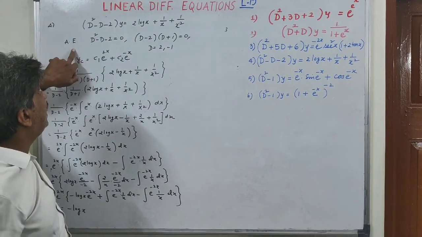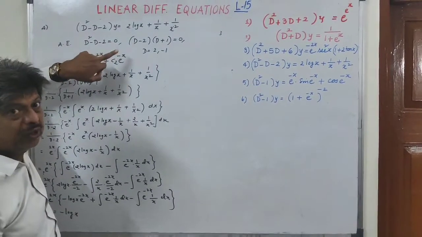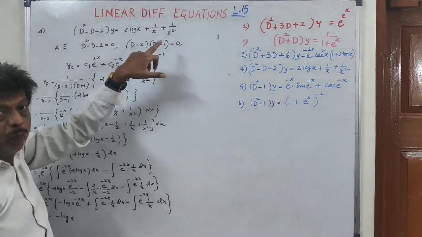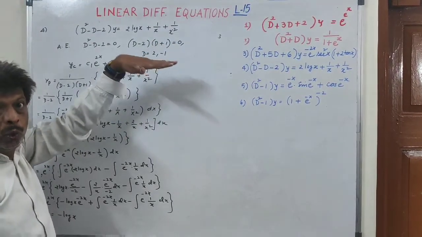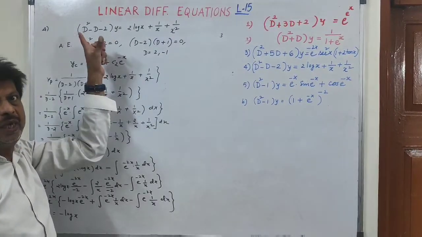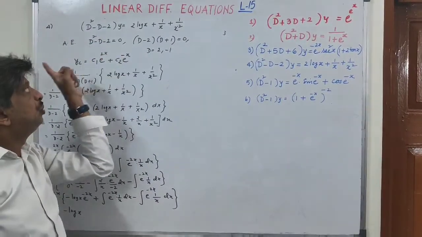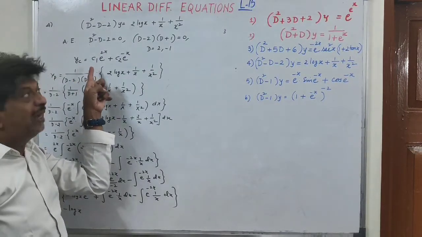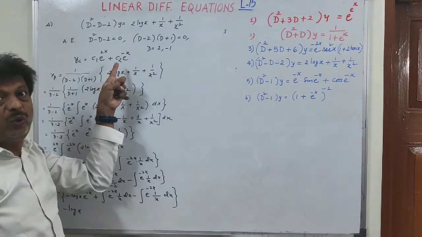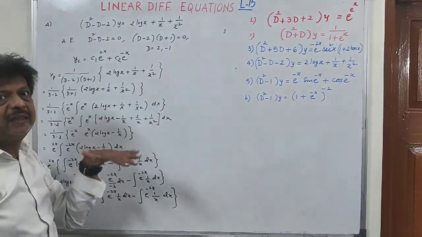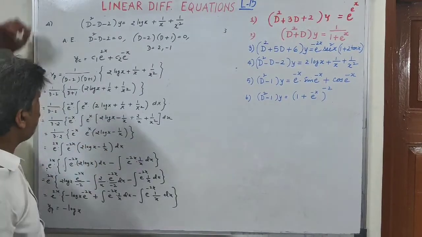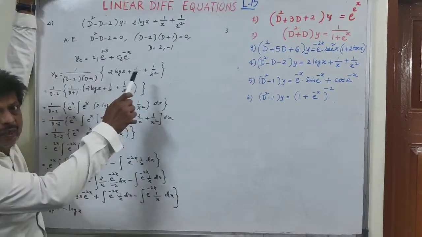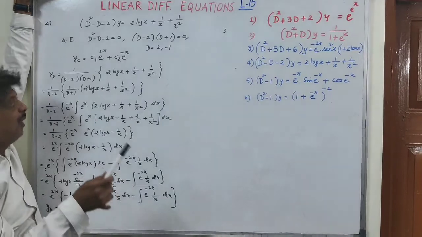So here the auxiliary equation is D square minus D minus 2 equals 0, whose factors are D minus 2 and D plus 1. So plus 2 and minus 1 are the two real distinct roots of this auxiliary equation, which means the complementary function is c1 into e raised to power 2x plus c2 into e raised to power minus x. Now, yp is 1 upon f of D into f of x, which is 2 log x plus 1 by x plus 1 by x square.